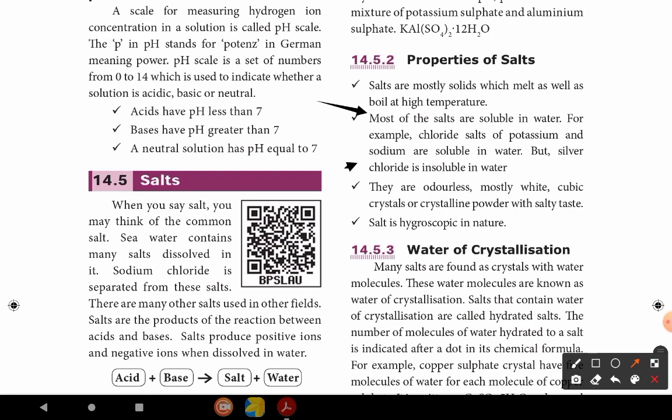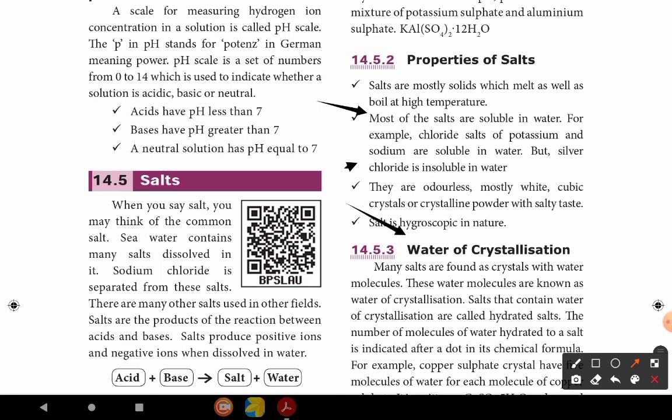And then the third point: they are odorless. What is the meaning of odor? No particular smell. They are odorless, mostly white in color, cubic crystals or crystalline powder. The crystals can be converted into powder. Crystalline powder with salty taste. They can be cube shaped or smaller, small crystals.